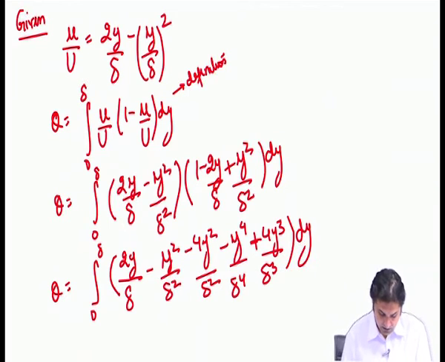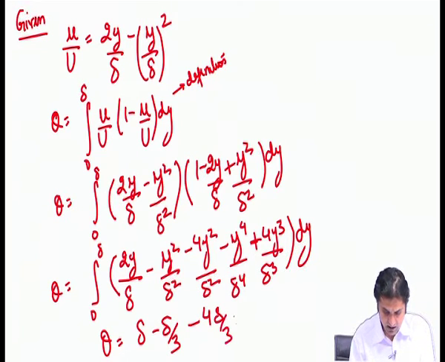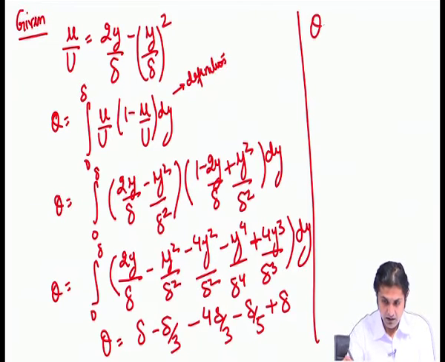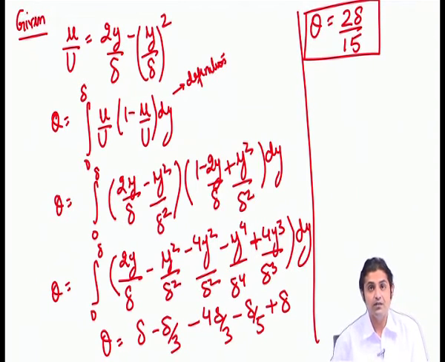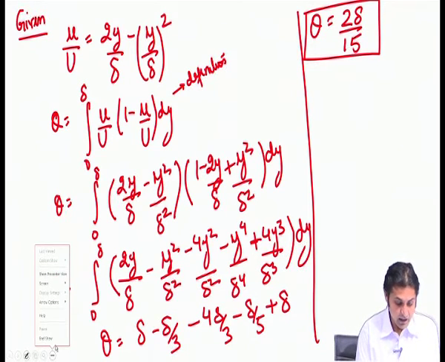After integration and substituting the limits, the first term will give us delta minus delta by 3, minus 4 delta by 3 minus delta by 5, and the last term will give us delta. Therefore, theta is going to be 2 delta by 15. This is the momentum thickness. So we proceed to the next page where we are going to solve these questions further.